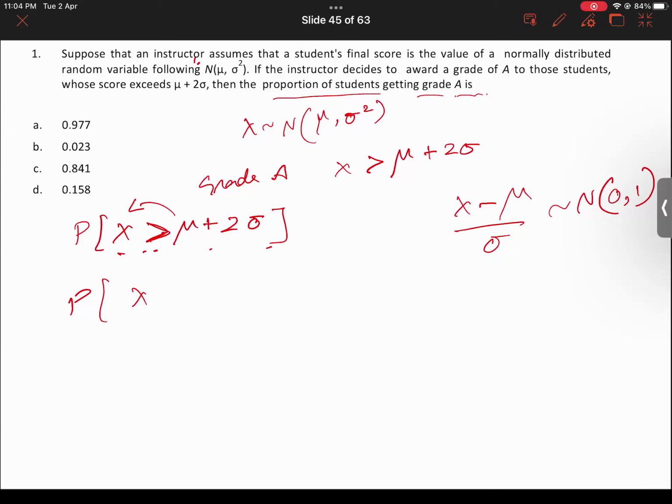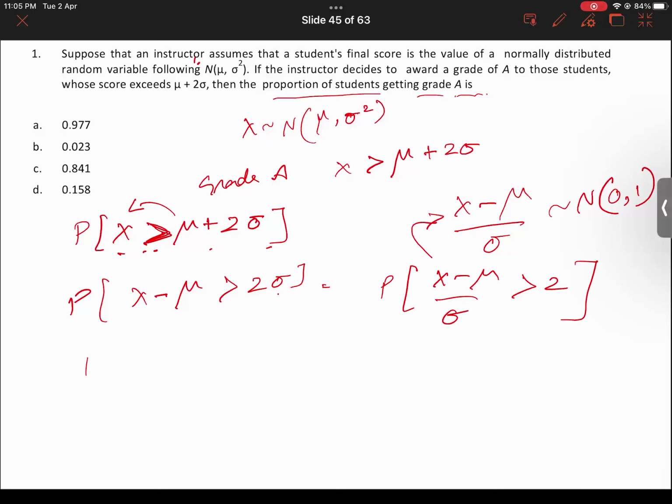Yeah, so we had written P of X should be greater than mu plus 2 sigma. If you rearrange this equation, you bring mu to this side, you'll get X minus mu greater than 2 sigma. And again, if you bring this sigma down to the denominator, you'll get X minus mu by sigma greater than 2. So this is basically Z. You have P of Z greater than 2. Now it's just simple, the usual standard normal distribution.